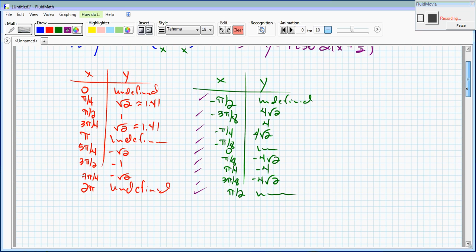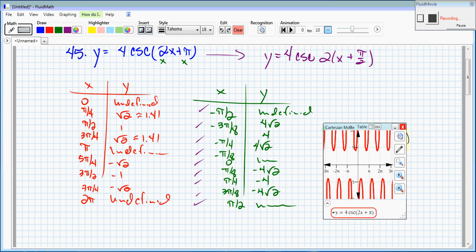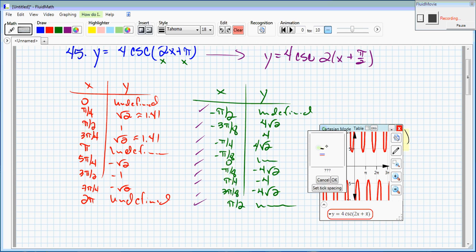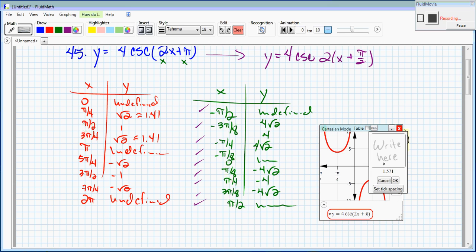Let's throw this down real quick. Y equals 4 cosecant 2x plus pi. Graphing calculator. Here we said we wanted to go from negative pi over 2 to pi over 2. Let's go to our incremental value, our tick spacing of pi over 8. I'm going to force that.